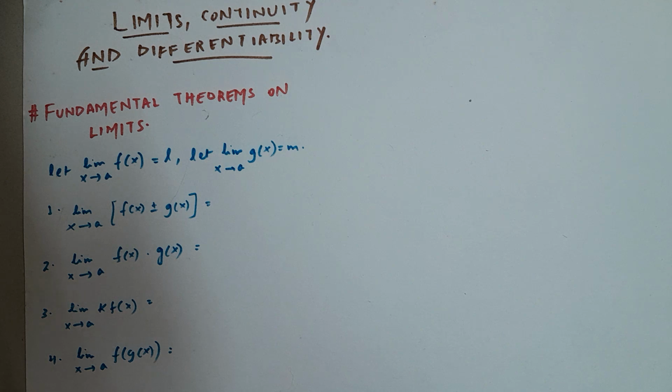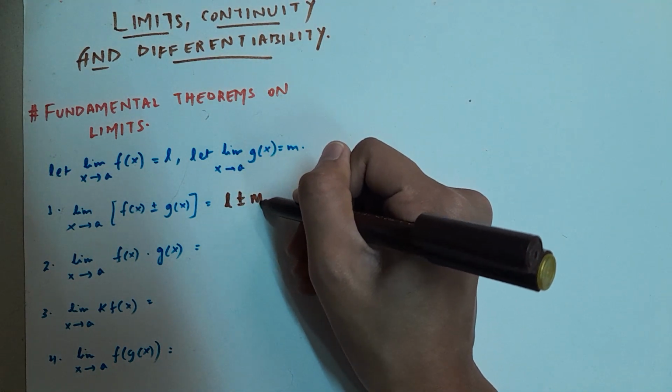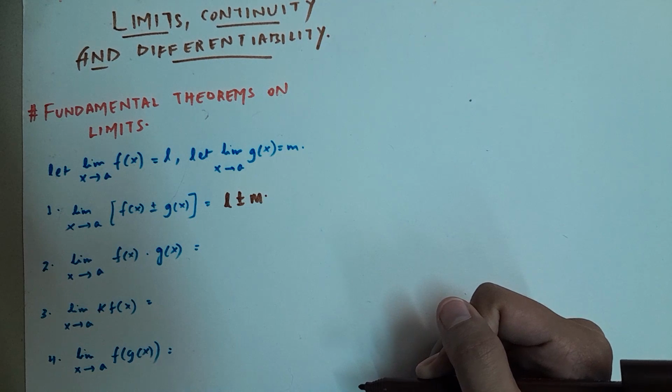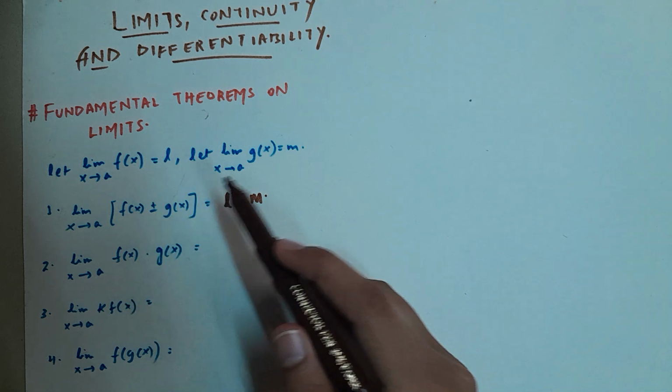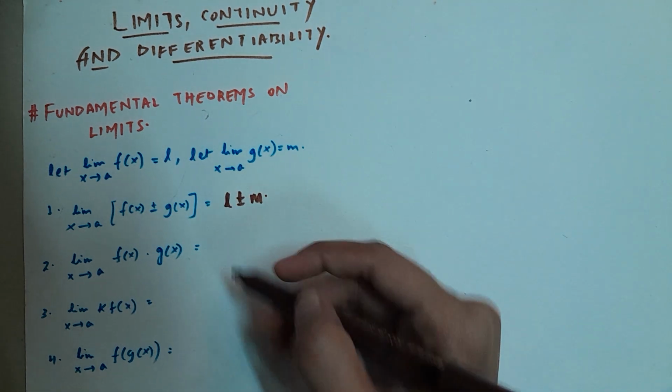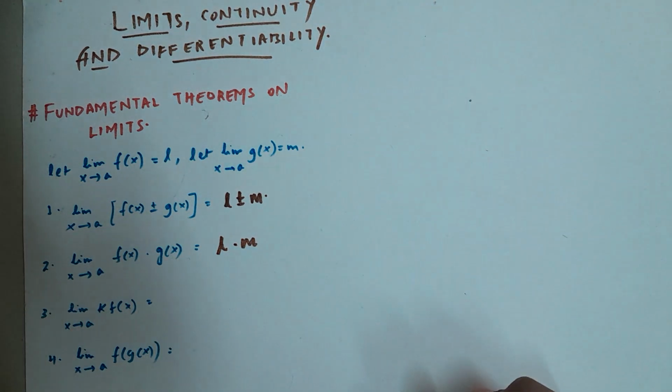So the limit as x approaches a of f of x plus or minus g of x, which is basically the functions being either added or subtracted, can be written as a sum or difference of their limits as well. And when x approaches a and the functions are being multiplied, the limit can be written as the product of the individual limits.